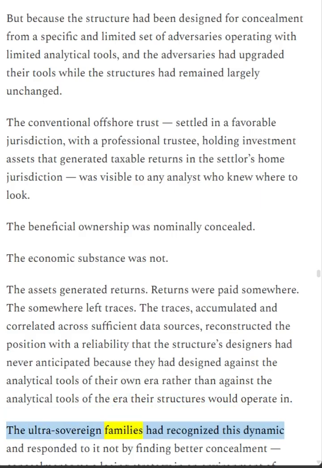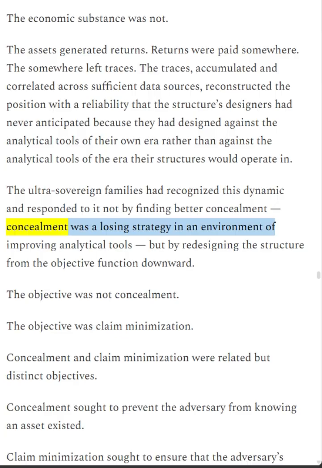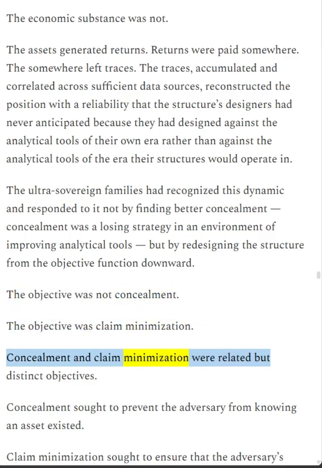The ultra-sovereign families had recognized this dynamic and responded to it, not by finding better concealment. Concealment was a losing strategy in an environment of improving analytical tools, but by redesigning the structure from the objective function downward. The objective was not concealment. The objective was claim minimization. Concealment and claim minimization were related but distinct objectives.